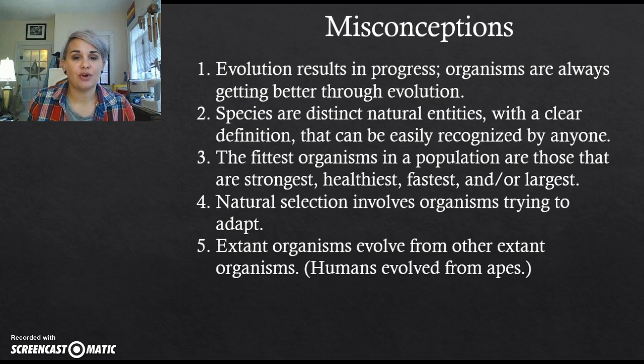And number 5, extant organisms evolve from other extant organisms. And that's like saying humans evolved from apes. No, humans did not evolve from apes. Humans and apes share a common ancestor. So just what you have to kind of watch when you are describing the relationships between two organisms.